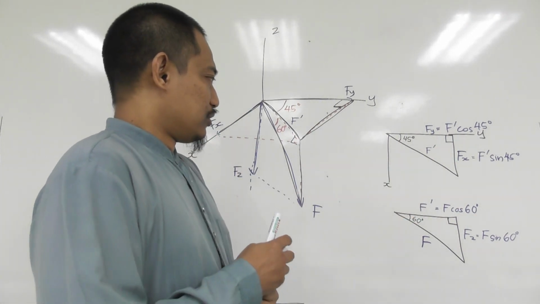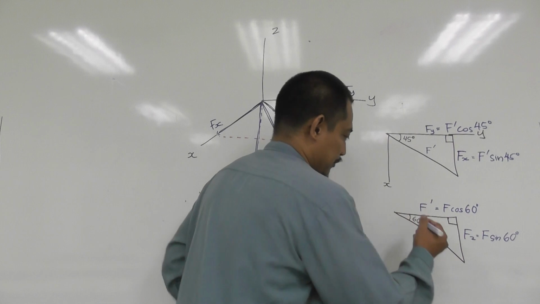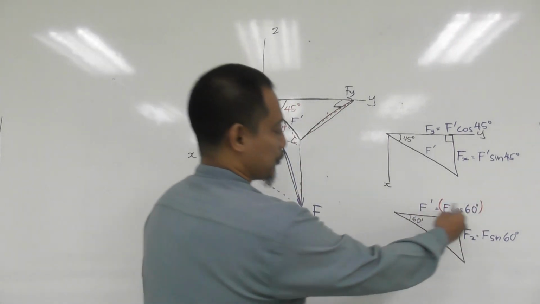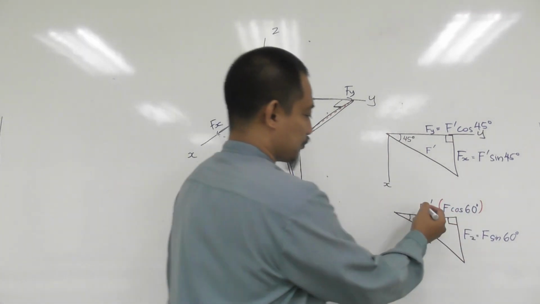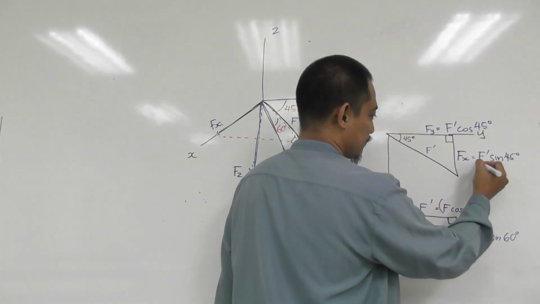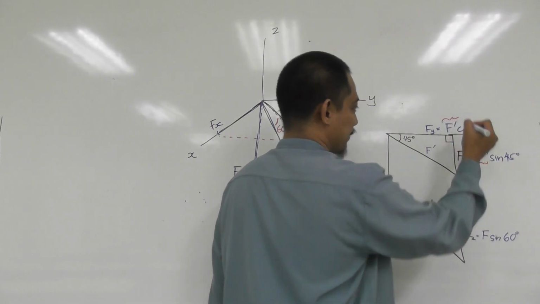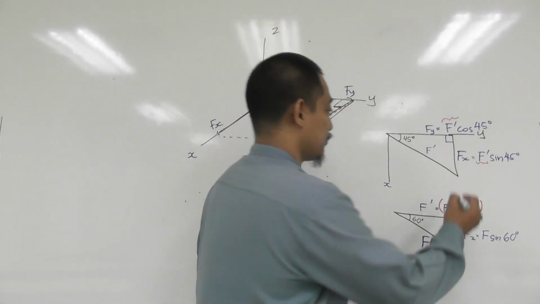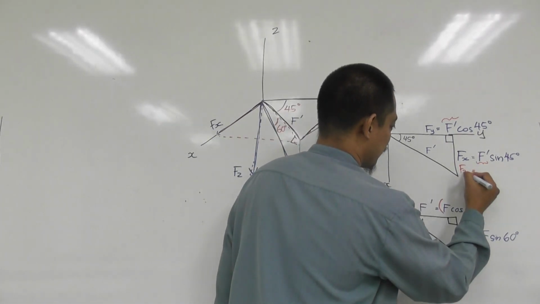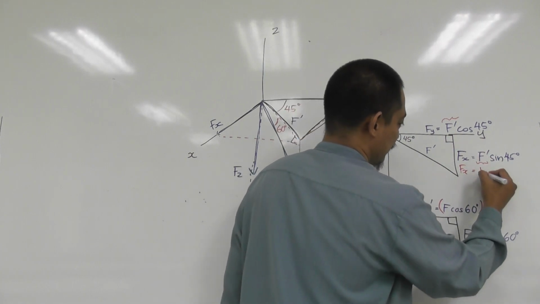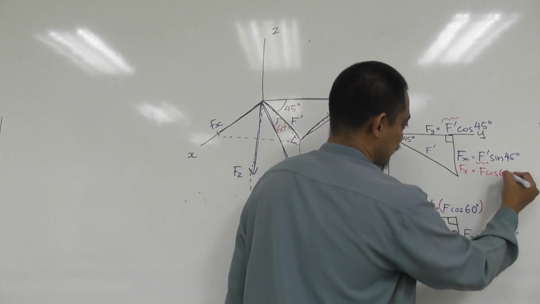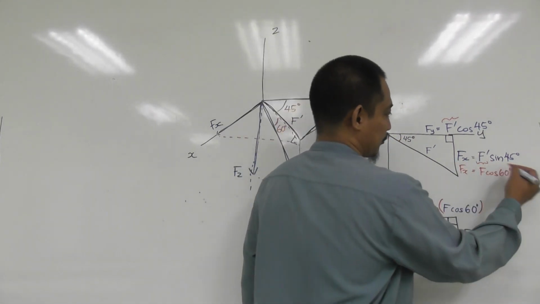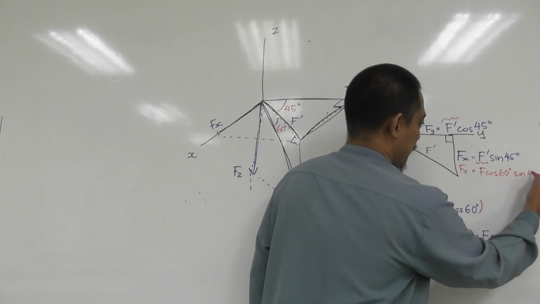So how to resolve this? Now we know F prime is this whole thing inside. You can just substitute this into F prime, meaning F prime equal to this one, so you can just plug in. So in this case, Fx becomes, you plug in this whole thing into F prime, becomes F cos 60, which is this whole thing. You replace F prime, and then just continue with this one, becomes sine 45.